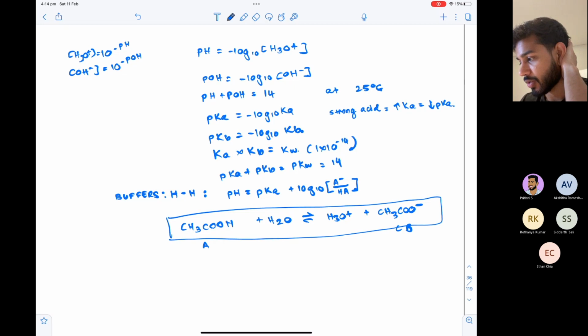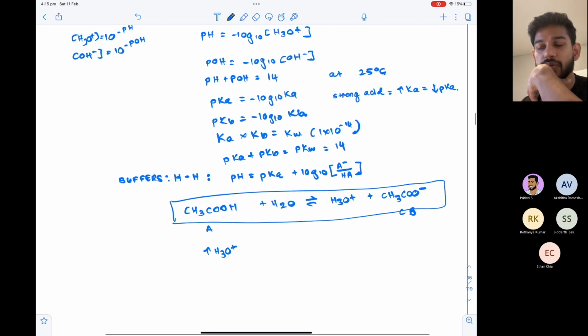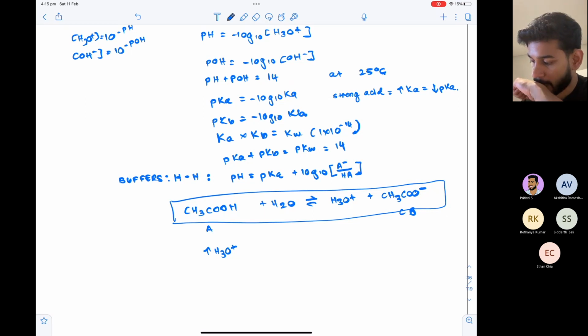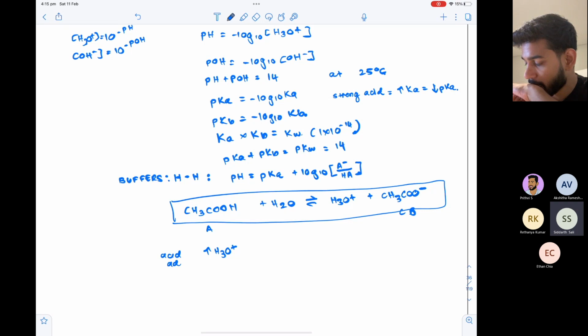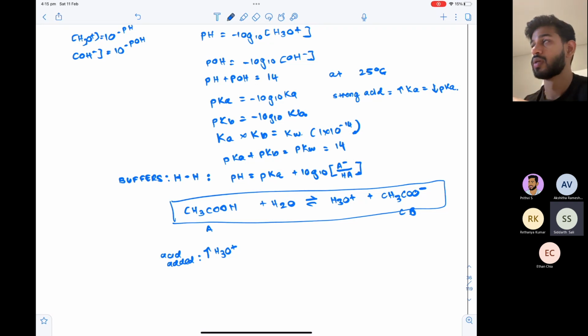Now, if I add an external acid to this solution, a solution that increases the hydronium ion concentration, by whose principle will the system respond, and what will happen? Le Chatelier's principle. And what will happen to the equilibrium? The reverse reaction will be favored to decrease the H3O plus.